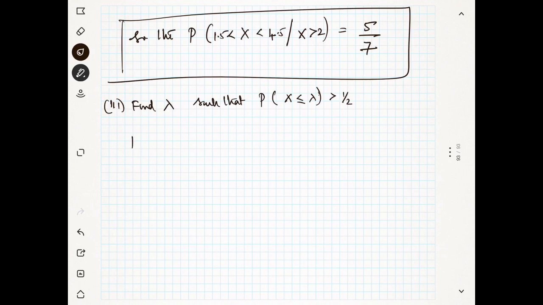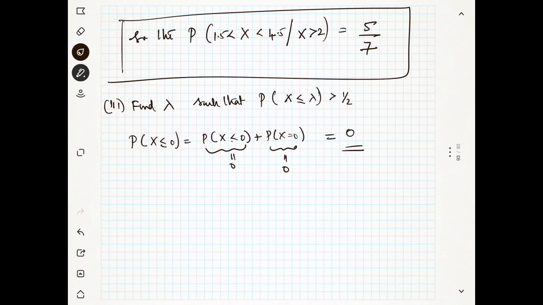What is the probability that x is less than or equal to 0? It's nothing but the probability that x is less than 0 plus the probability that x is equal to 0. There is nothing less than 0, so this is 0, and the probability of x equal to 0 is also given as 0, so this is actually 0. And 0 is not greater than 1 by 2. According to the question, it should be greater than 1 by 2. So the lambda is not 0.